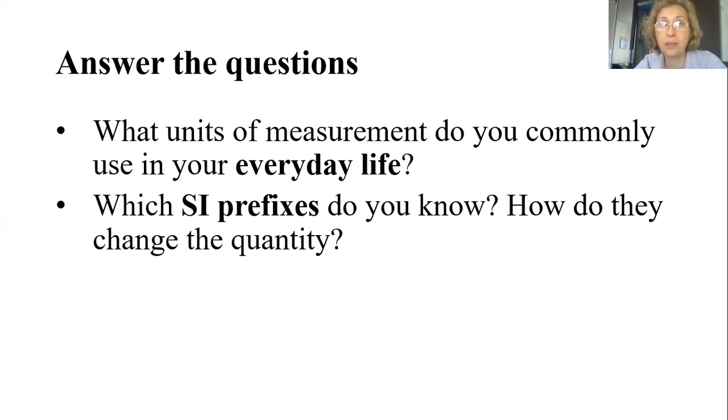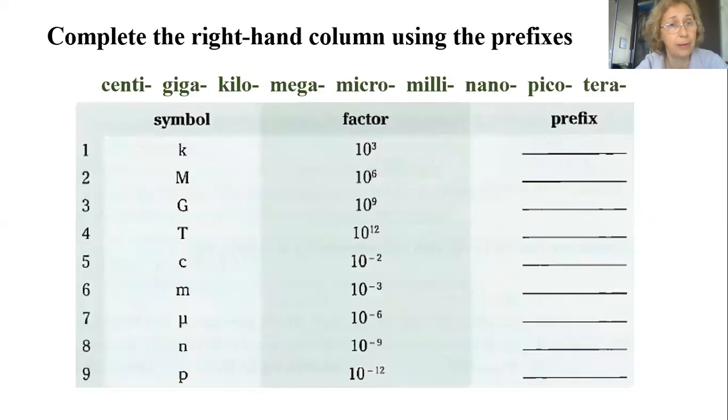You speak about mass, temperature. What are the prefixes? Okay, you know them, and here they are. So the prefixes are centi, giga, kilo, mega, micro, milli, nano, pico, tera. Do you see? Duman, do you say it's easy? Yeah, it's easy. Okay, Duman.